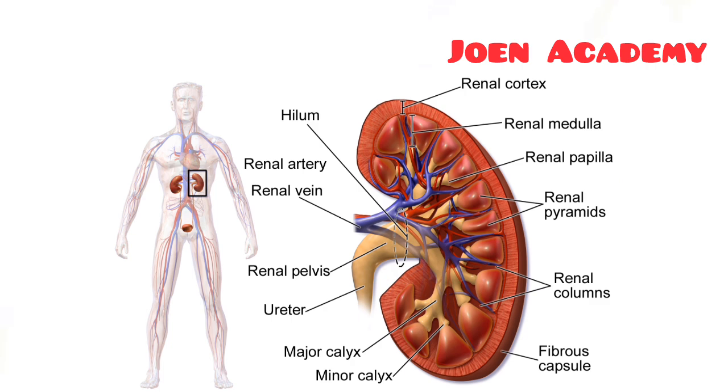Several minor calyces then merge to form a larger drainage area called a major calyx. Typically, there are 2 or 3 major calyces in each kidney. These major calyces then join together to form the renal pelvis, a funnel-shaped tube located in the central collecting part of the kidney. The renal pelvis is continuous with the ureter, the tube that carries urine down to the bladder for storage before it is eventually expelled from the body.